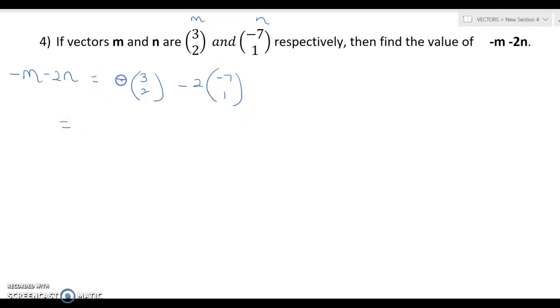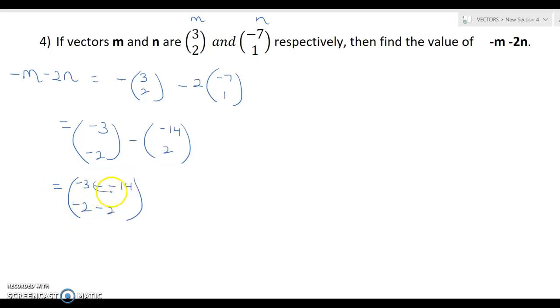So negative by 3 will be negative 3, and negative 2. Take away, now 2 by negative 7 is negative 14, 2 by 1 is 2. And then we just simplify from there. You get negative 3 take away minus 14, and then negative 2 take away 2. So remember, two negatives give a positive. You're going to get negative 3 plus 14, which is 11 on the top, and minus 2 minus 2 is minus 4. So this is the answer for minus M minus 2N, (11, -4). So it's pretty easy, nothing too hard.